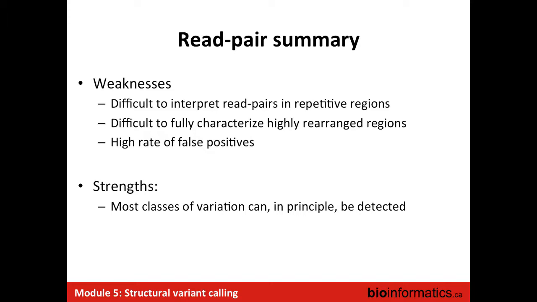So just to summarize read pair, the weakness of the method is that it's really difficult to interpret when you have a complex region, which is most of the case in repetitive regions. It's difficult to characterize a highly rearranged region, and you have a high rate of false positives. The strength is that, theoretically, you can detect all types of SVs.